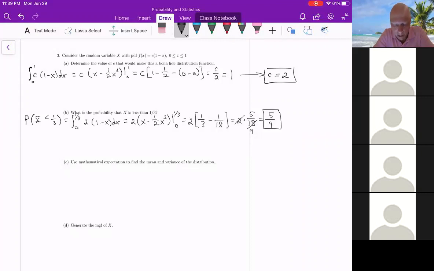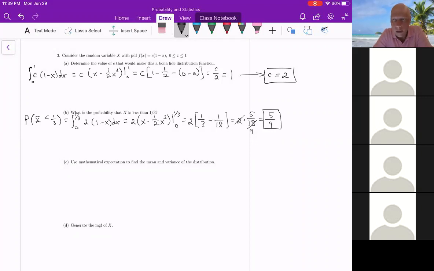For part B, now that we know the value for c, so we have the complete PDF defined, we want the probability that x is less than a third, which is the area underneath the curve from 0 to 1/3. And so integrating 2 times 1 minus x from 0 to 1/3 simplifies to 5/9.